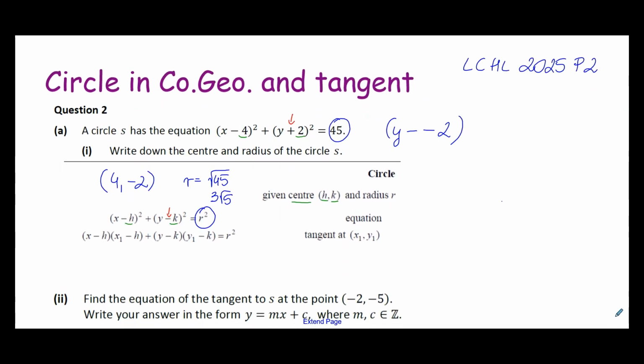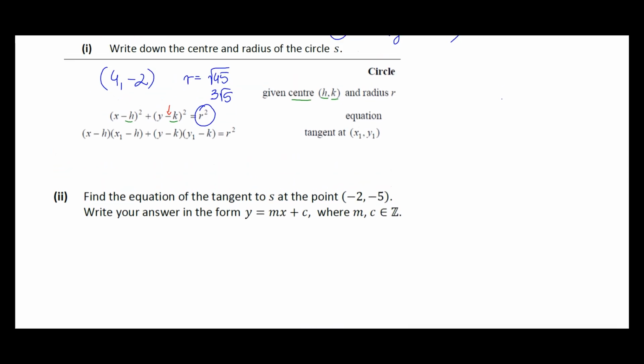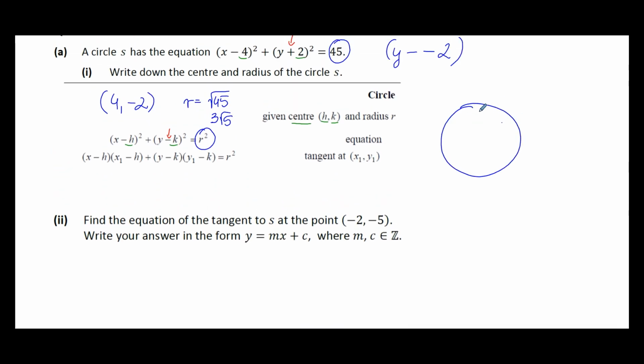Let's have a look at part 2. We have to find the equation of the tangent to that circle S at a point. Tangent at a point, what does that mean? I have a circle and then I have a straight line, and that is the tangent, and it is touching the circle at one point. And then we are told how to give our answer.